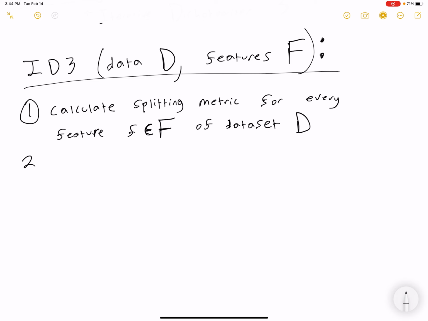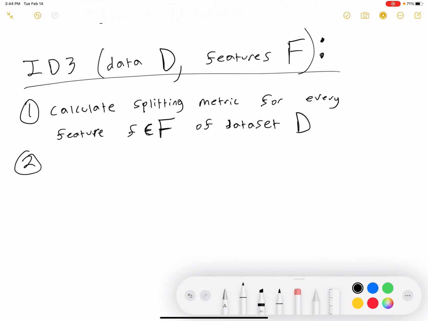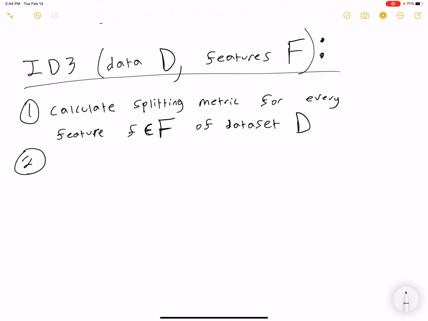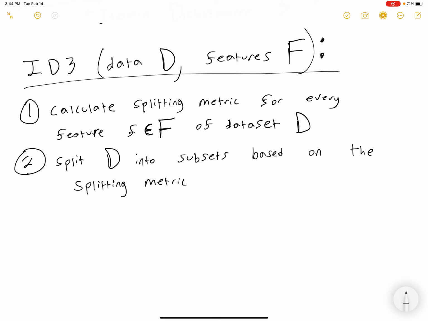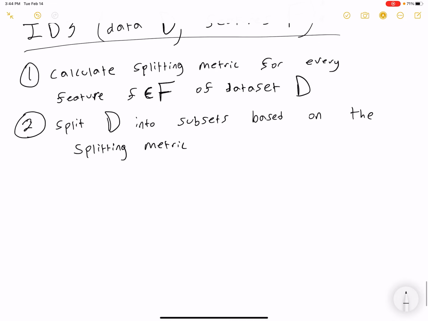Step 2 is to split the data set D into subsets based on the splitting metric. We'll cover specific splitting metrics in a second.